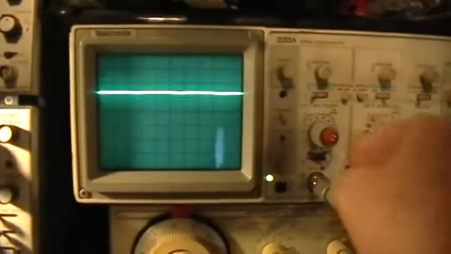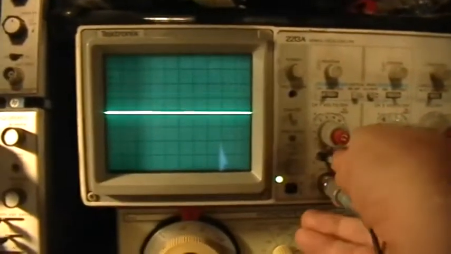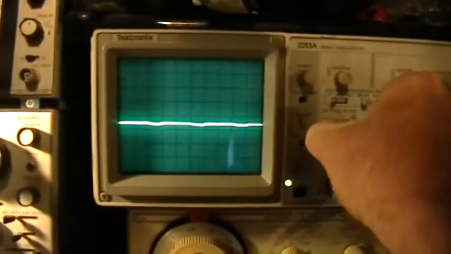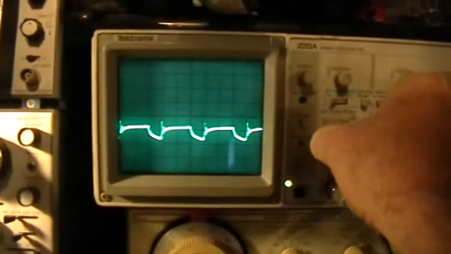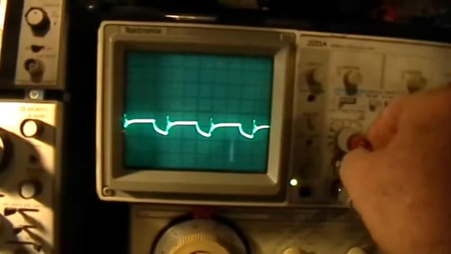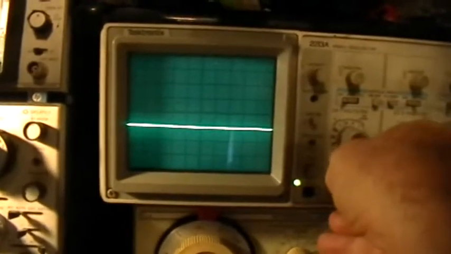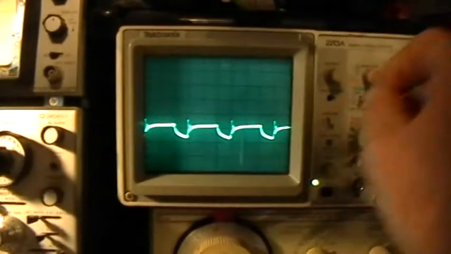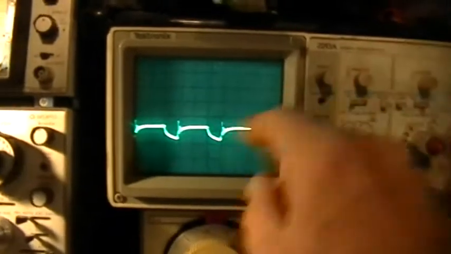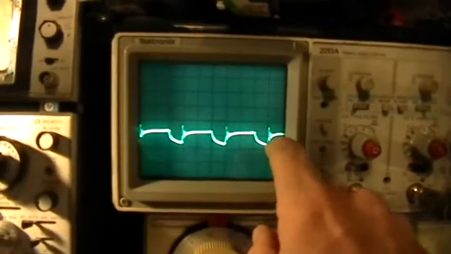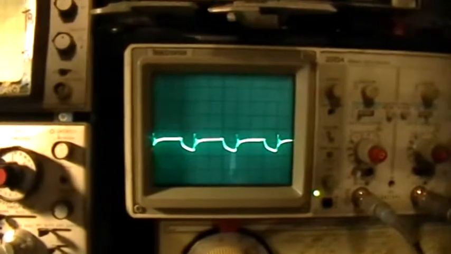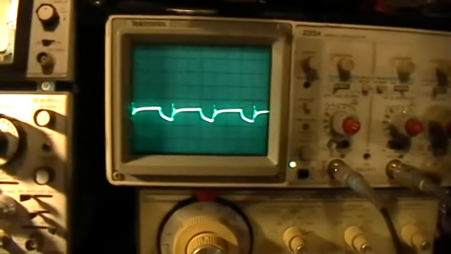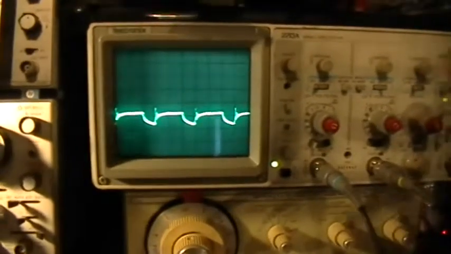Just switch to AC coupled here, and then go to 1 volt per division. Where's the baseline? There it is. Okay, so at 1 volt per division, you can see that we have just about exactly 1 volt peak to peak of the ripple sitting on top of that 25 volt signal. So that's about 4% ripple, something like that, if I'm doing the math right.